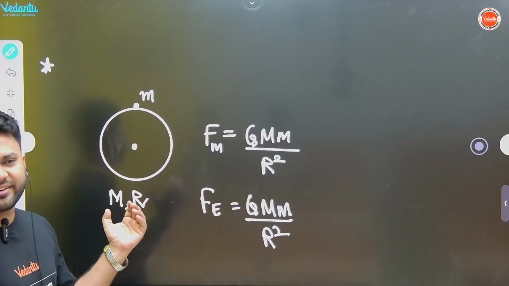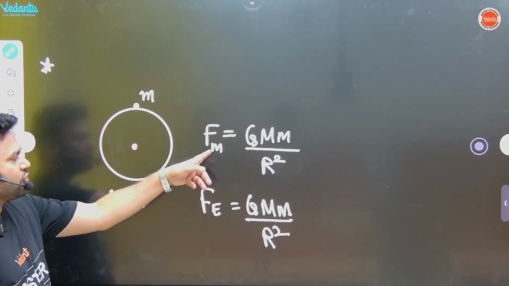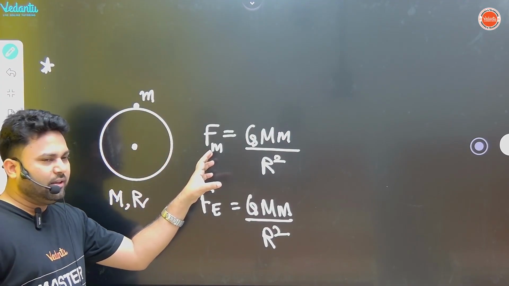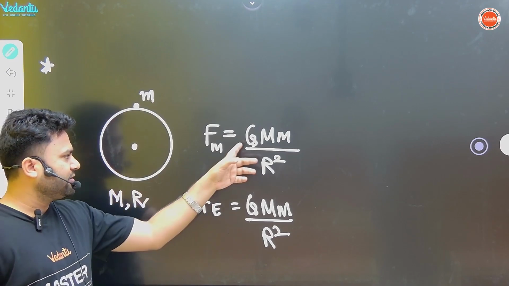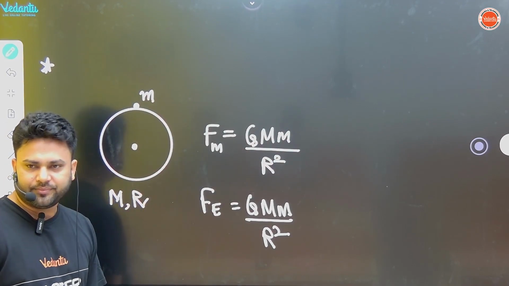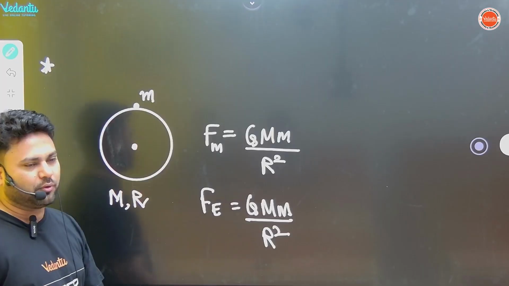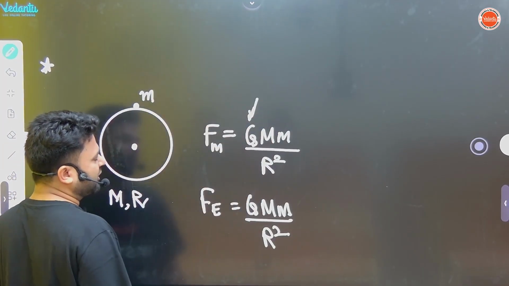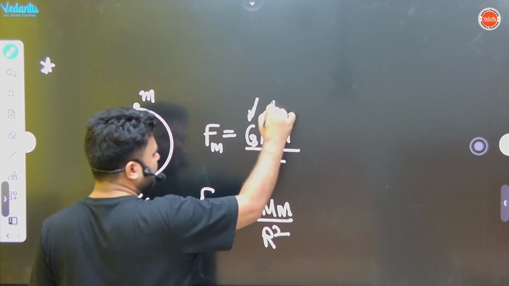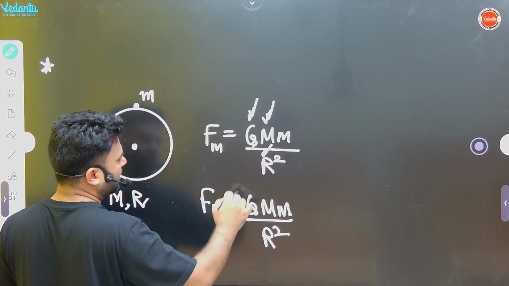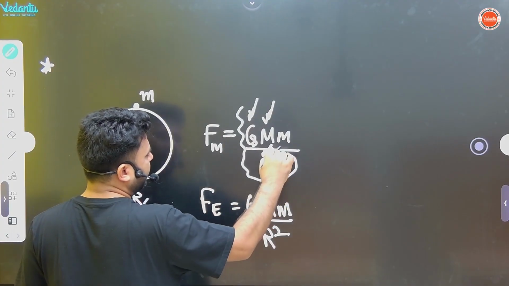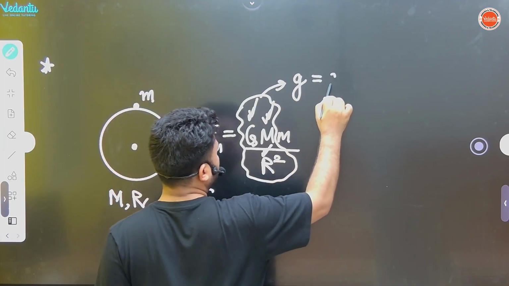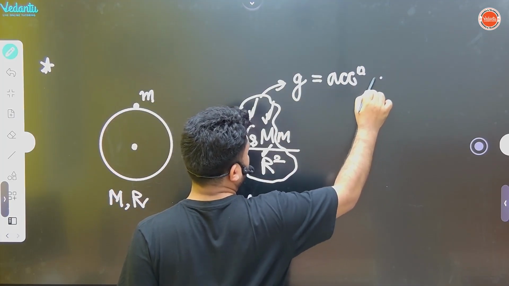Means earth will attract me. This is the force on the mass. Mass small m is what? Me. The force on me, or the force on the small mass, is G M m by R square. Means earth will attract me with this much force. Now this value is fixed because the value of G is fixed, 6.67 into 10 to the minus 11. Mass of the earth is also fixed. Radius of the earth is also fixed. Means this value is fixed, and we call this small g, acceleration due to gravity.